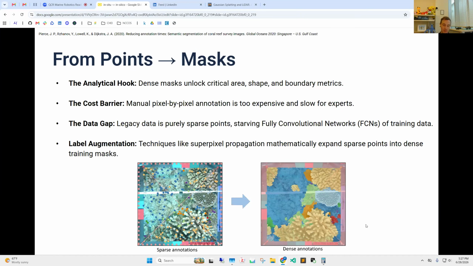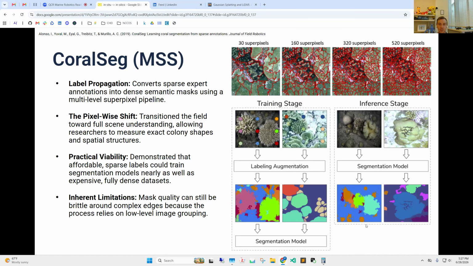So researchers, myself included, and Scarlett and some others, I would consider us the wave of folks looking at what we call label augmentation. There are these techniques using superpixels to attempt to automatically propagate the expert label that was provided to all of the surrounding pixels within a contiguous group. You can see in this particular image, you've got points, and those were converted into a mask. These served as a bridge, as training data for these deep learning algorithms. That makes sense. And the first of these techniques was actually CoralSeg.